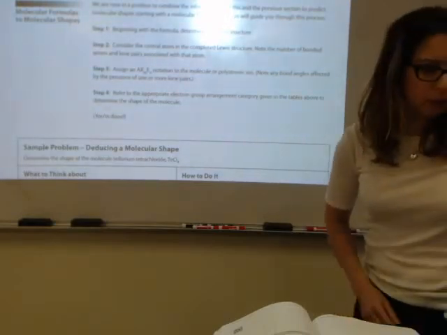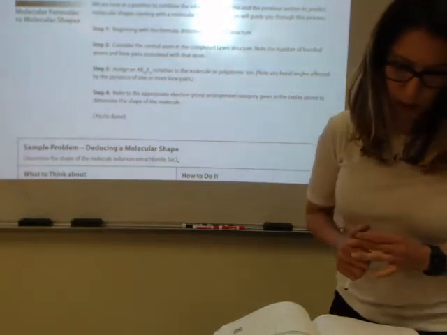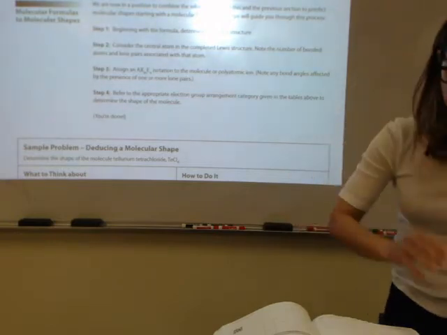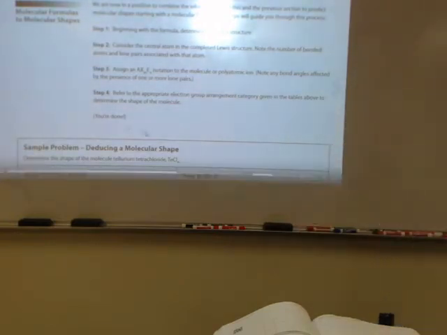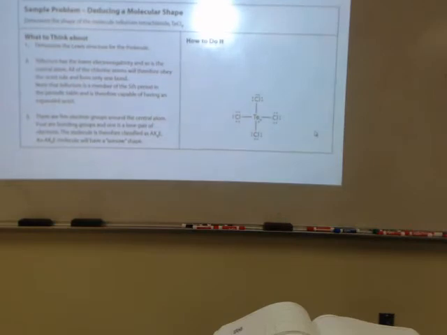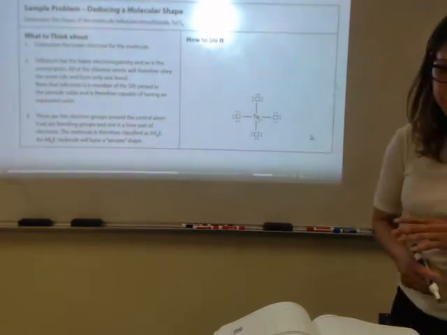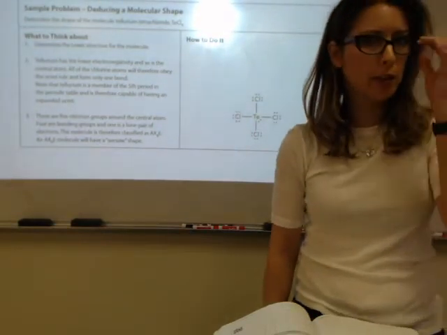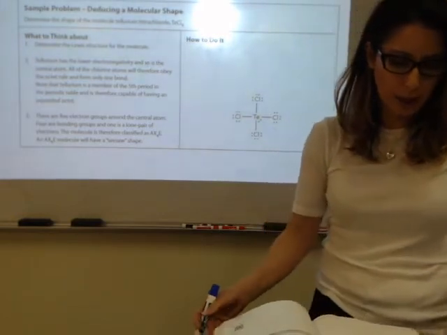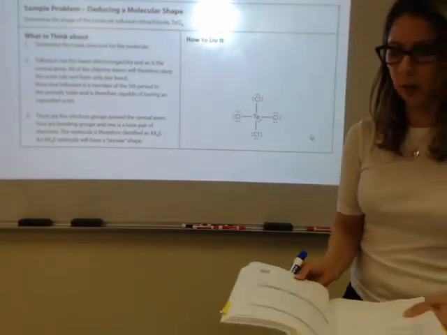Okay, let's take a look at molecular formulas to molecular shapes. So what we're going to be doing now is combining information that you've learned from the last section and this section to predict molecular shapes starting with the molecular formula. So we're going to begin by drawing the Lewis structure.